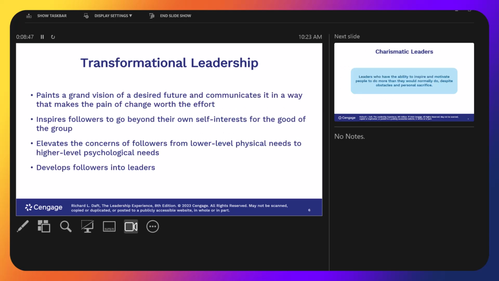Transformational leadership paints a grand vision of a desired future and communicates it in a way that makes the pain of change worth it. It inspires followers to go beyond their own self-interest for the good of the group, elevates concerns of followers from lower-level physical needs to higher-level psychological needs, and develops followers into leaders.